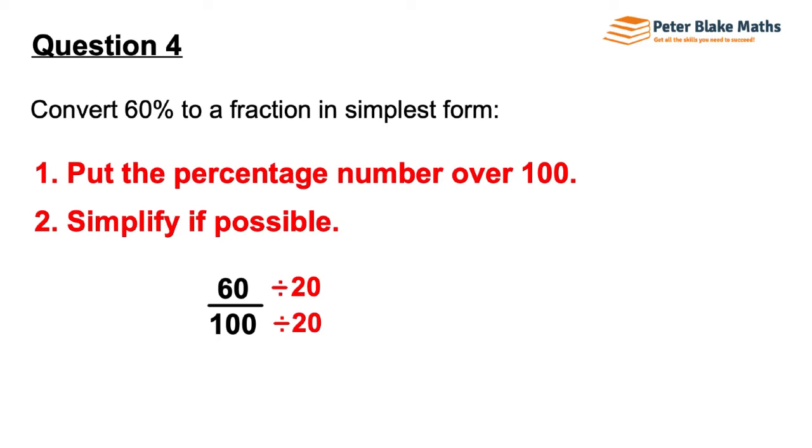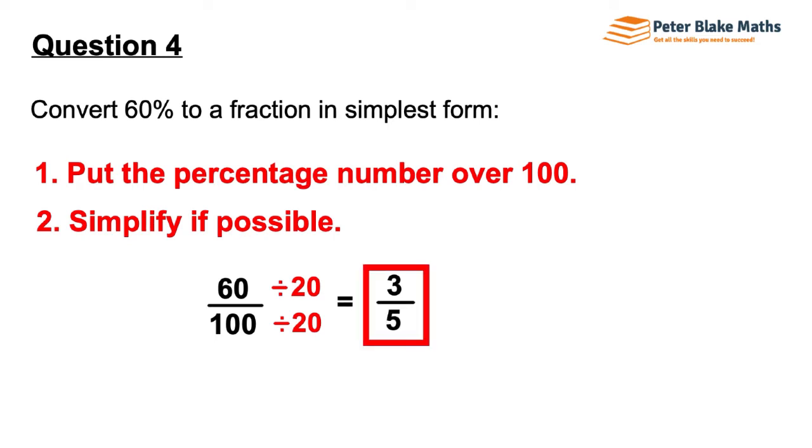So on the top, 60 divided by 20 makes 3. On the bottom, 100 divided by 20 goes 5 times. So our final answer when we convert 60% to a fraction in its simplest form is 3 over 5, or 3/5.